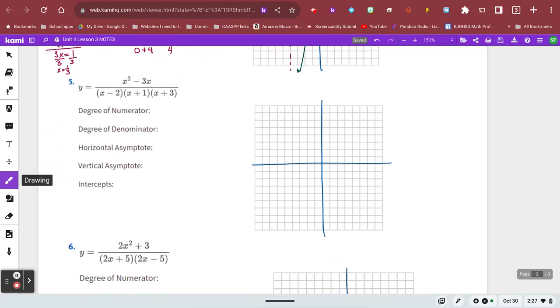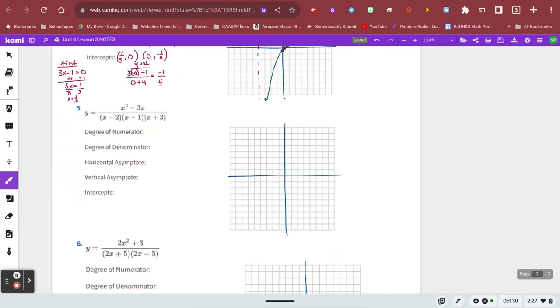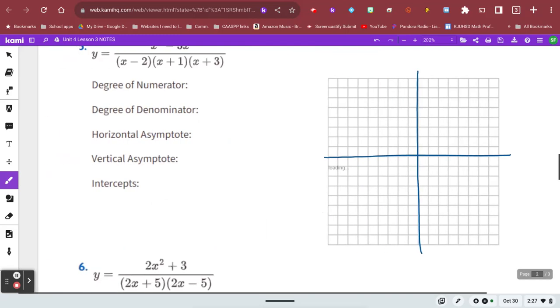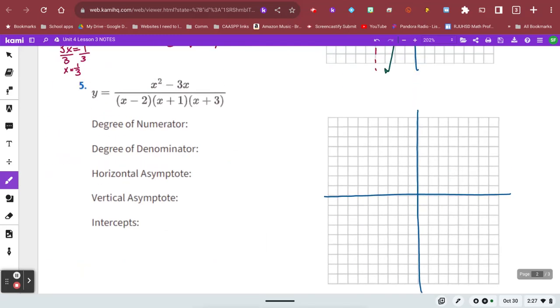Okay, so here, degree of the numerator. Whoops. As soon as I touch it, it always moves. So the degree, it says squared. Here, the denominator, we have 3. So since the numerator is smaller than the denominator, the horizontal asymptote is going to be 0.